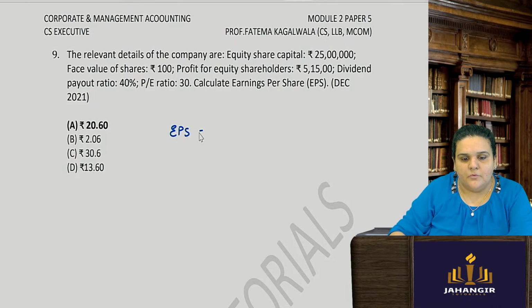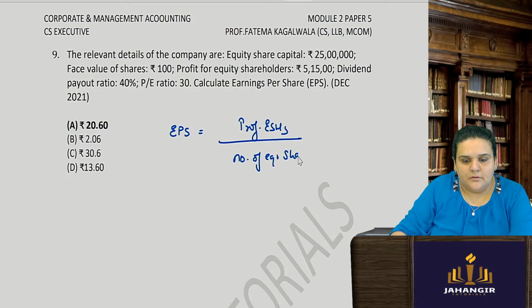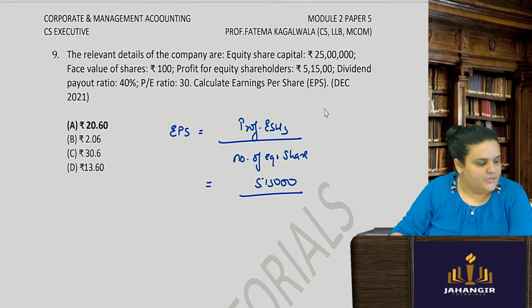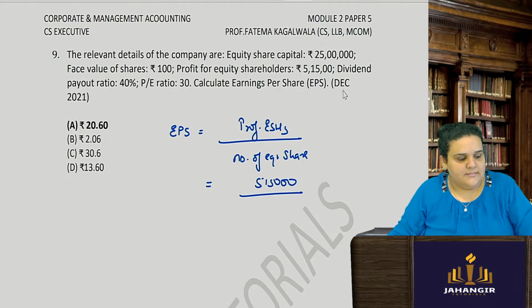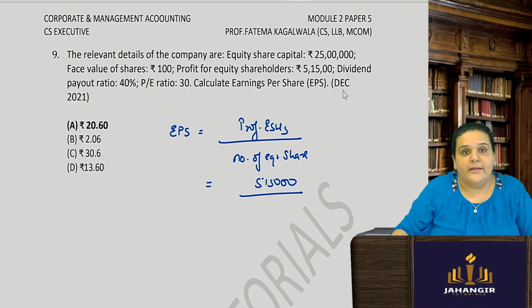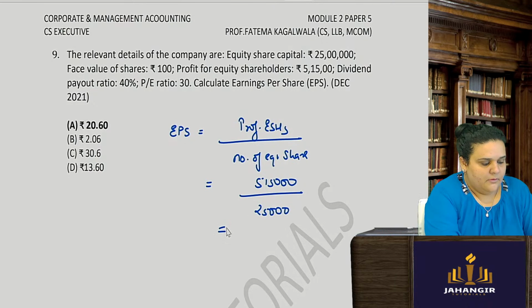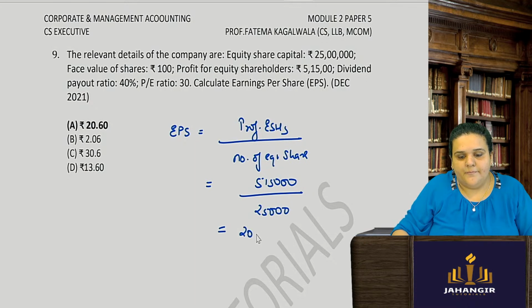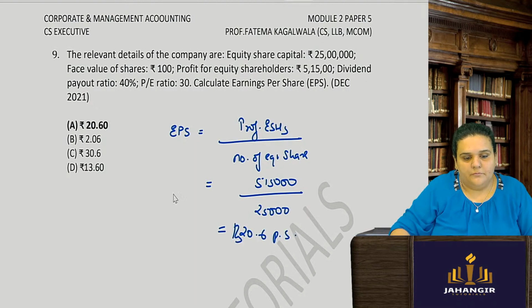Earning per share is equal to profit for equity shareholders divided by number of equity shares. Profit for equity shareholders is 5,15,000. Number of equity shares here, it will be how much? 25 lakhs divided by 100. So it will be 25,000. So 5,15,000 divided by 25,000. You will get 20.6 rupees per share. Answer A.